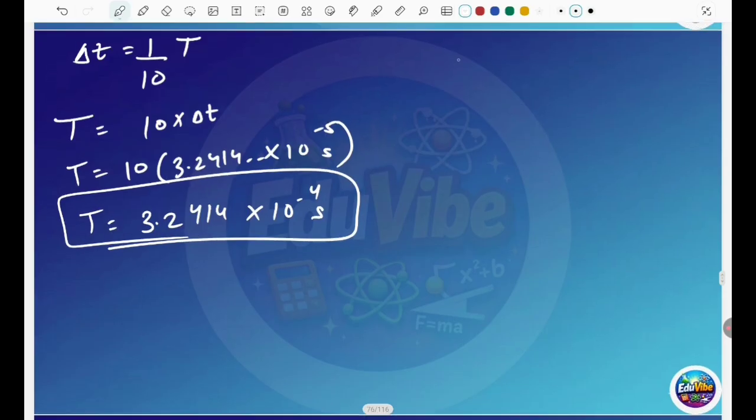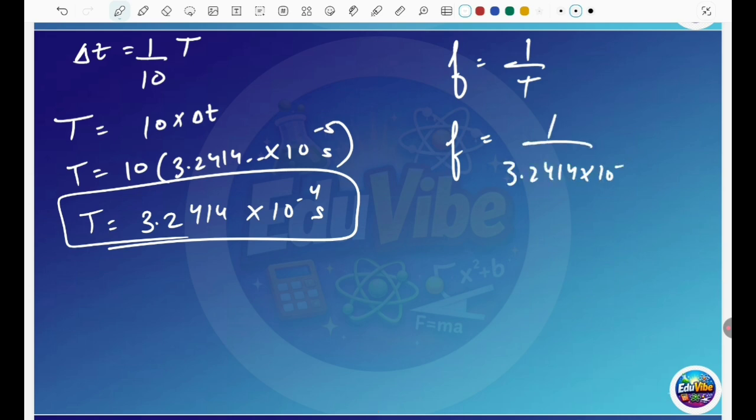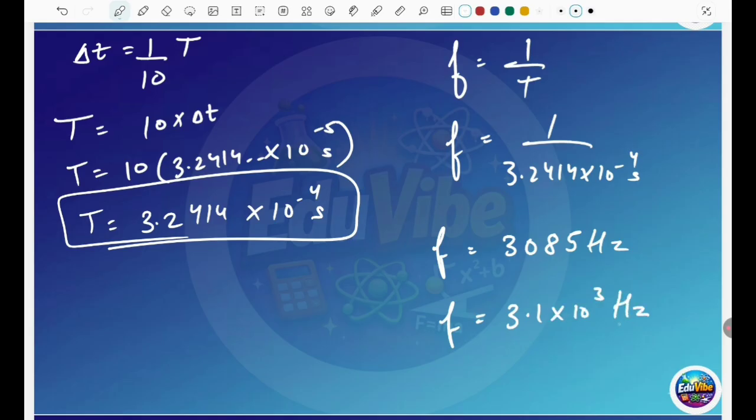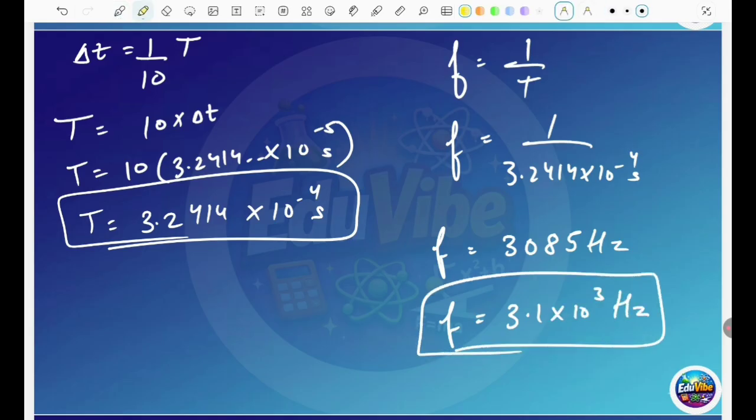Now, last thing, you know the frequency is equal to 1 upon T, 1 upon period if you want to say. This T is the period, but they have the same units. So you have to do 1 divided by 3.2414 into 10 raised to minus 4 seconds. You get your frequency of 3.085 hertz, which you can write as 3.1 into 10 raised to power 3 hertz. So that's how the backward thing works.